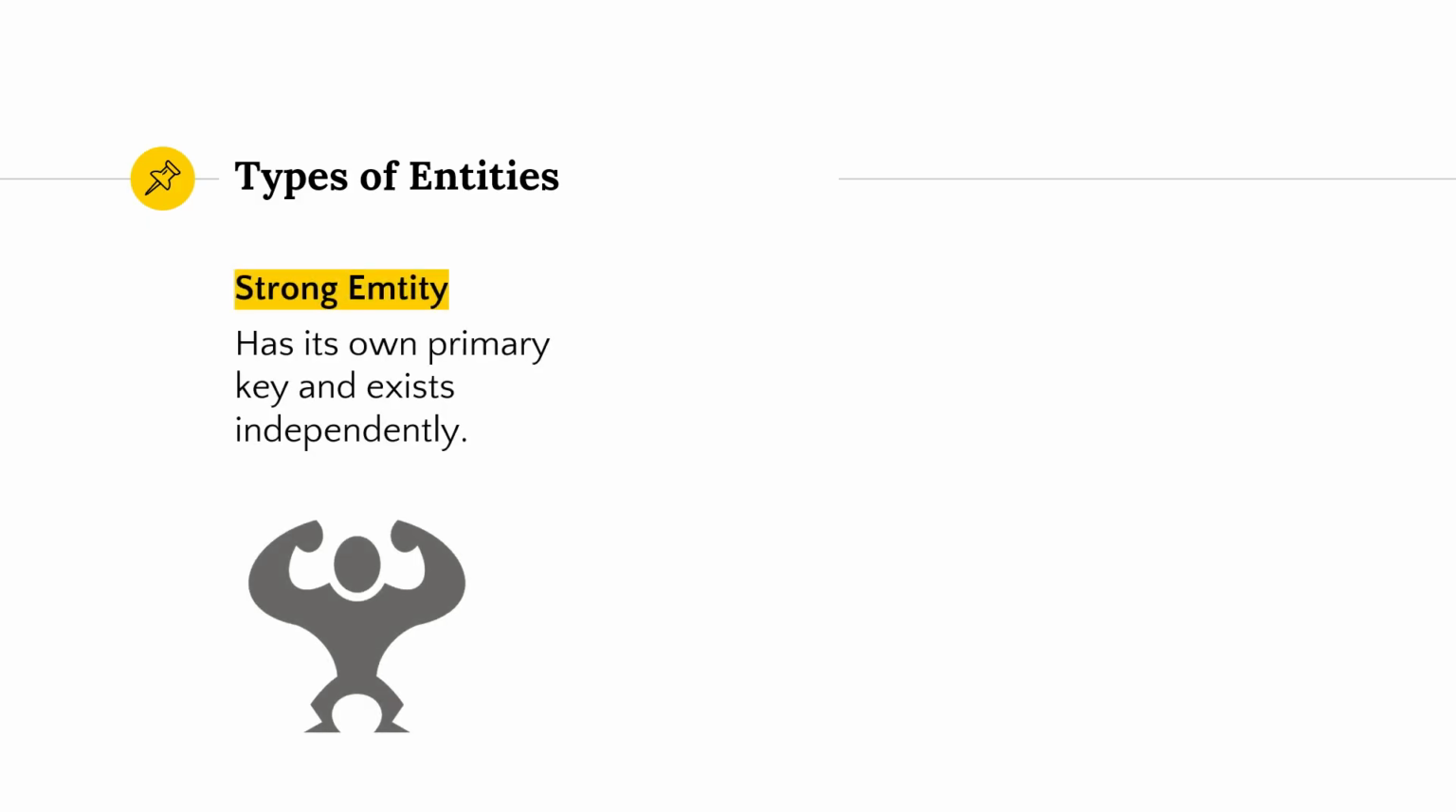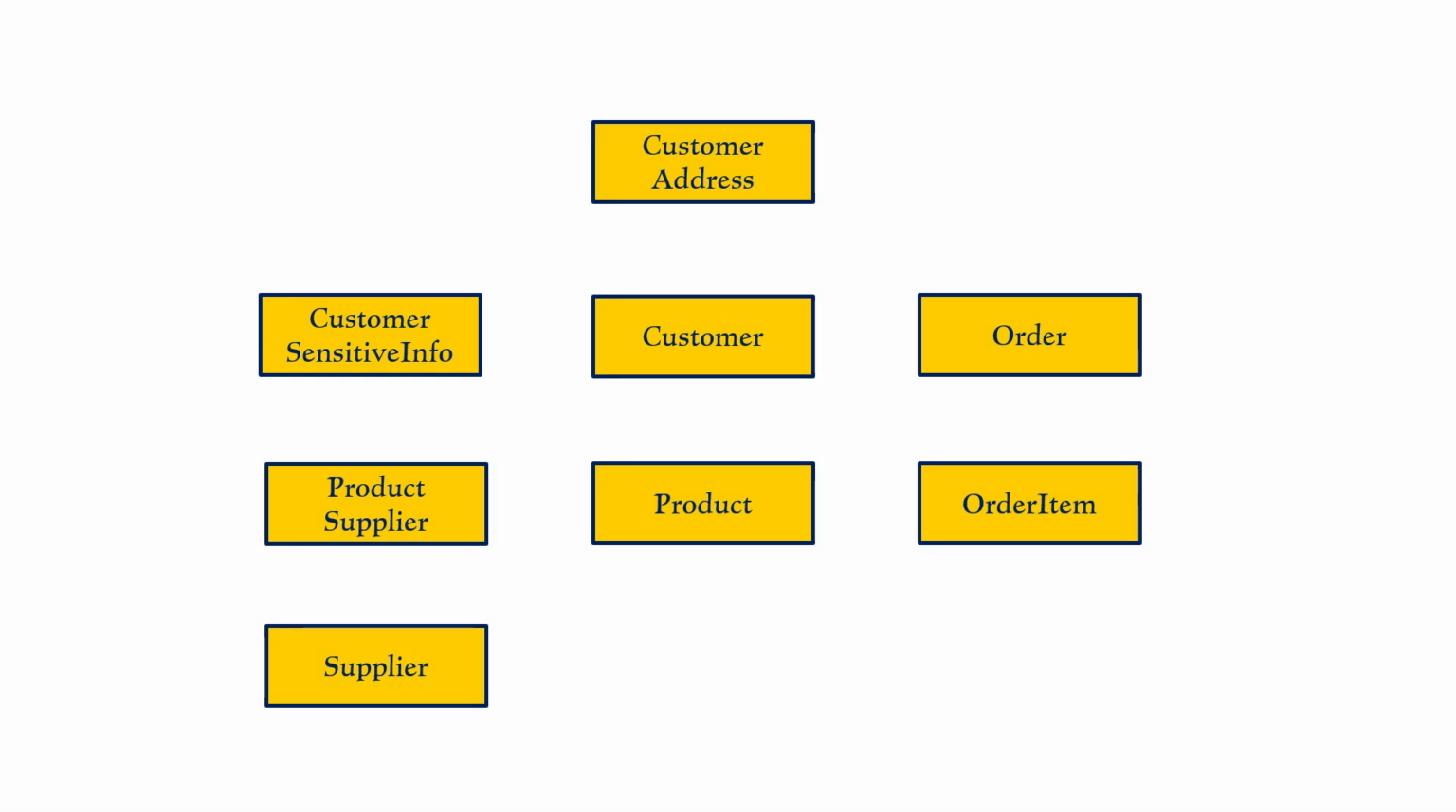The first type is a strong entity. A strong entity is an entity that has its own primary key and does not depend on another entity for its identification. For example, in our retail system, customer, product, supplier, and order are all strong entities because each of them has its own primary key.